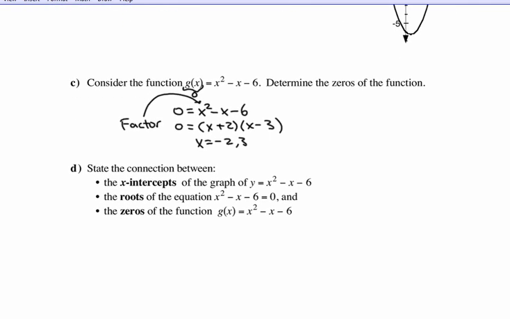So what relationship can we make between the x-intercepts, the zeros, and the roots? The same. Okay. Next page.